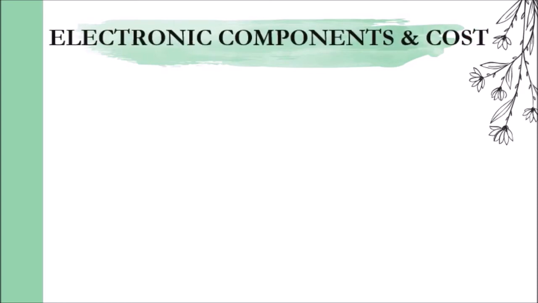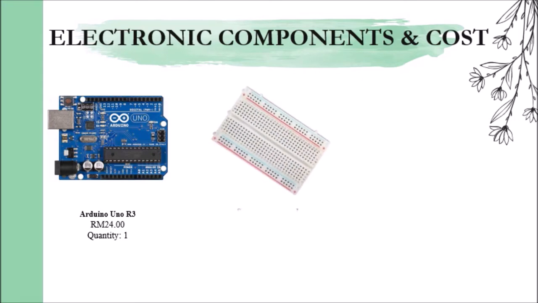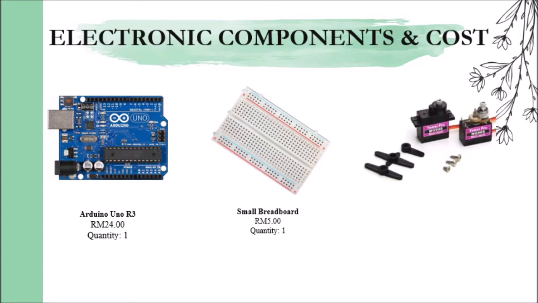This is our electronic components and cost for our project. First, Arduino Uno R3 is a microcontroller that is able to read input, such as light on a sensor, and turn it into an output, such as turning on an LED. Second is the small breadboard. We use it to build and test the electronic circuit. Third is a micro servo, used to control the position of an object and rotate the object.